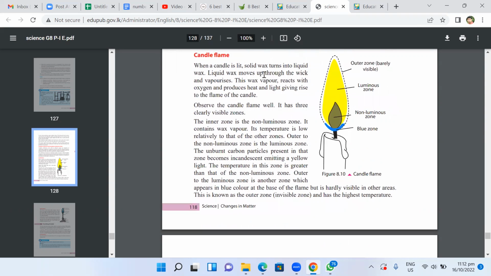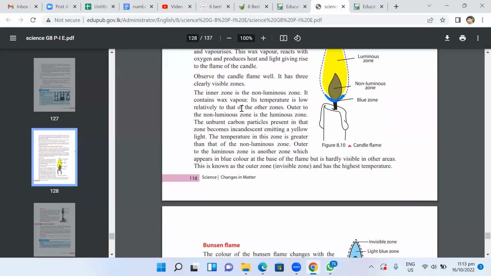Okay, let's see. When a candle is lit, the solid wax, as you can see here, since candles are made of solid wax, is converted into liquid wax. The liquid wax moves up and vaporizes. Then this wax vapor reacts with oxygen and produces heat and light, giving rise to the flame of the candle.